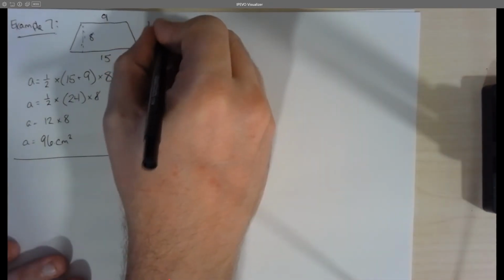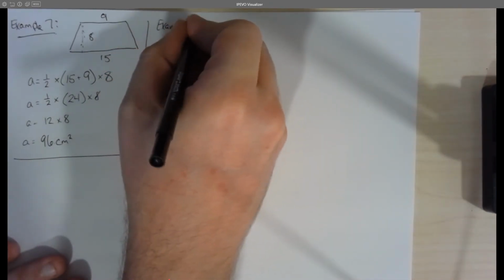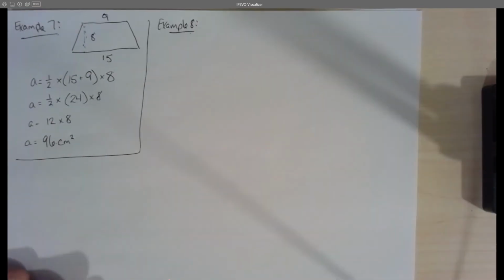So that's how we would use some of the given information in order to solve the question for example number 7. Example number 8 gets much more challenging as it goes through taking what we know and putting it into a bit of a different context.